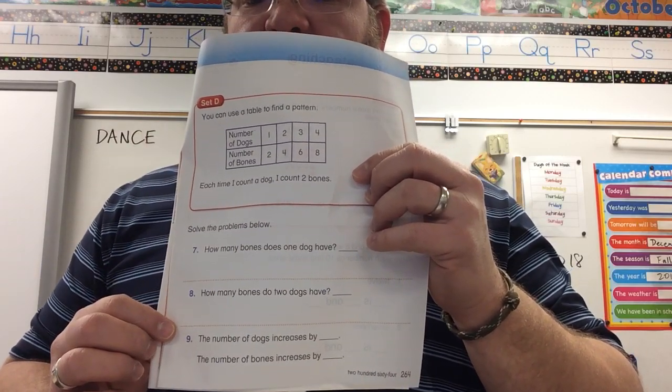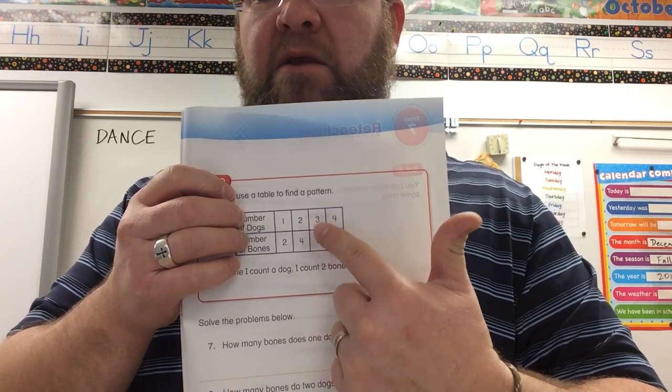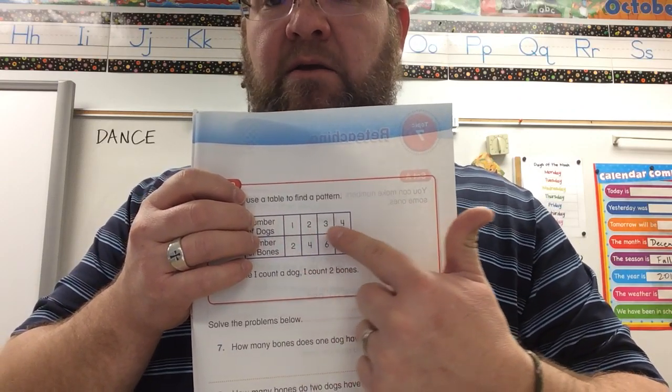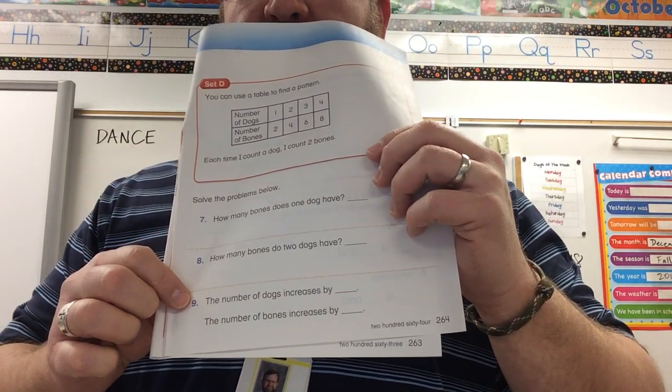And then you're going to look for number 9, and it's going to say the number of dogs increases, number of dogs goes up how many each time? How many do we add as it increases? And then the other part of number 9 is the number of bones increases by how many? How many do we add to each time the bones increase? Okay? So pause video, do numbers 7, 8, and 9 at this time.